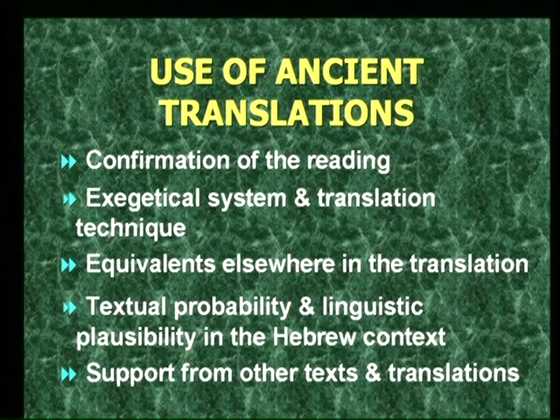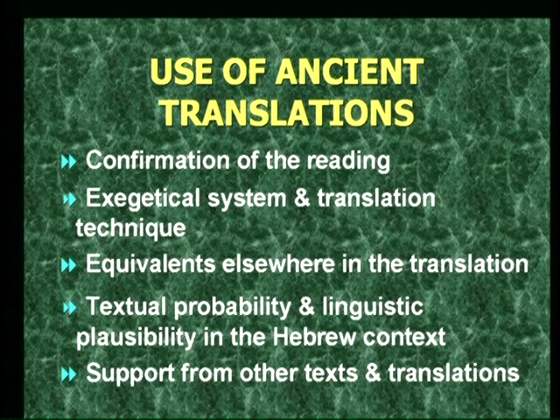Okay? Everyone clear on these 5 principles, these guidelines for use of ancient translations? Let me summarize them one more time. Number 1, confirmation of the reading. Number 2, the exegetical system and translation technique must be considered. Number 3, we must look at equivalence elsewhere in that same version, that same translation.